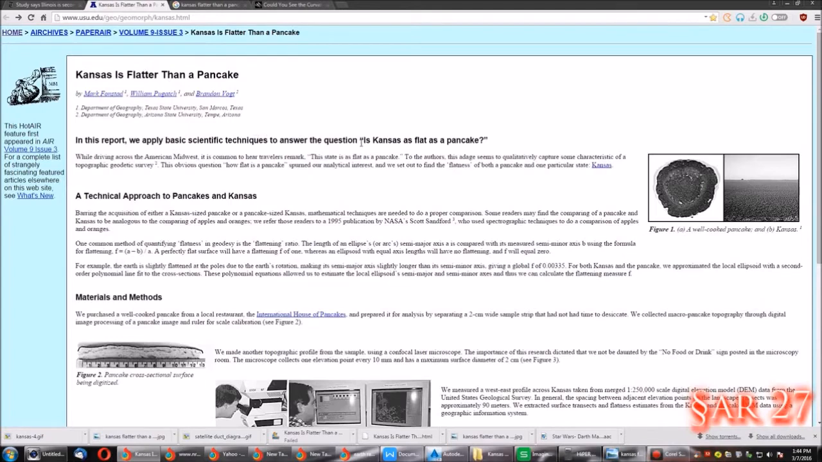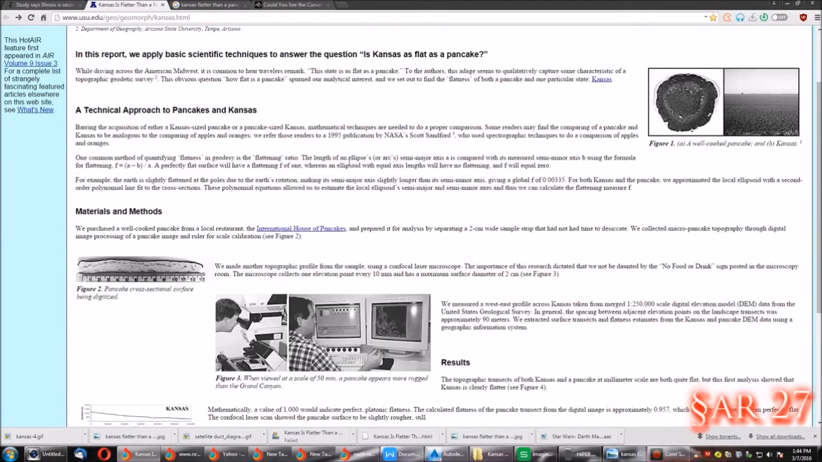Now, what they did here is they did the same thing. They measured it out, and they got all the information. And what they did was also the materials and methods. They actually went and purchased a well-cooked pancake from a local restaurant, the International House of Pancakes. I don't know if any of you have heard of that place, but they do make some pretty darn good pancakes. And what they did was they did a lot of measuring.